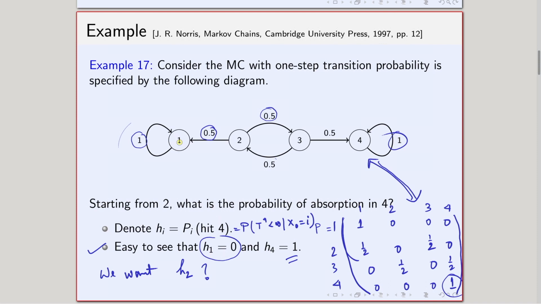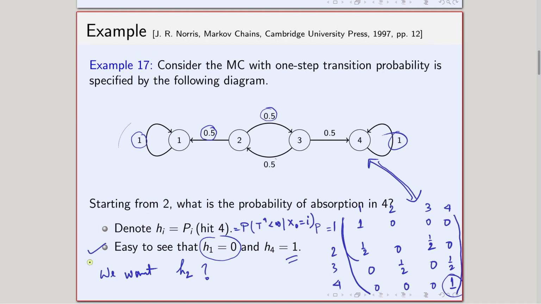The reason is that once I am in 1, I cannot come out from 1. So in finite time I will not visit the state 4. So clearly the probability of visiting state 4 in finite time starting from 1 is 0. Similarly, if I start from 4, I am already in 4. So in finite time I am already in 4. That means basically H4 will be 1, because with probability 1 in finite time I will be in 4. So these two are very easy to see from this diagram, that H1 has to be 0 and H4 has to be 1.